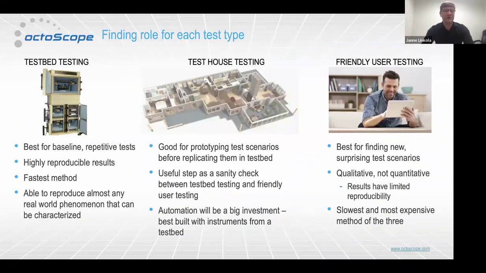we think that testbed testing is a very good method for your baseline repetitive tests. You do get highly reproducible results that you can trust. It is by far the fastest method out of the three, and it can reproduce almost any real world phenomena that you can pretty much think of.